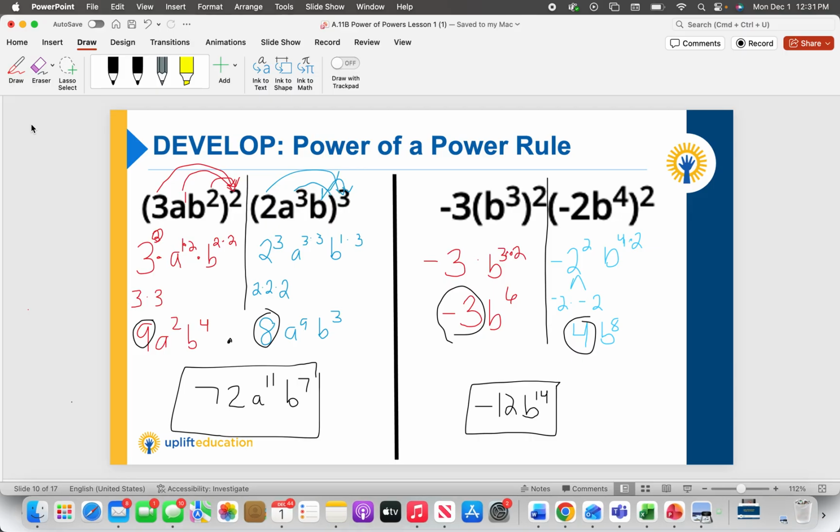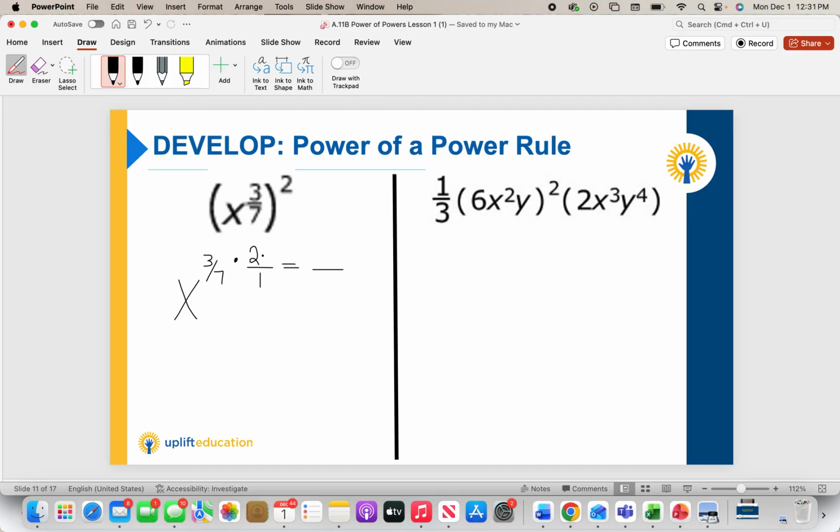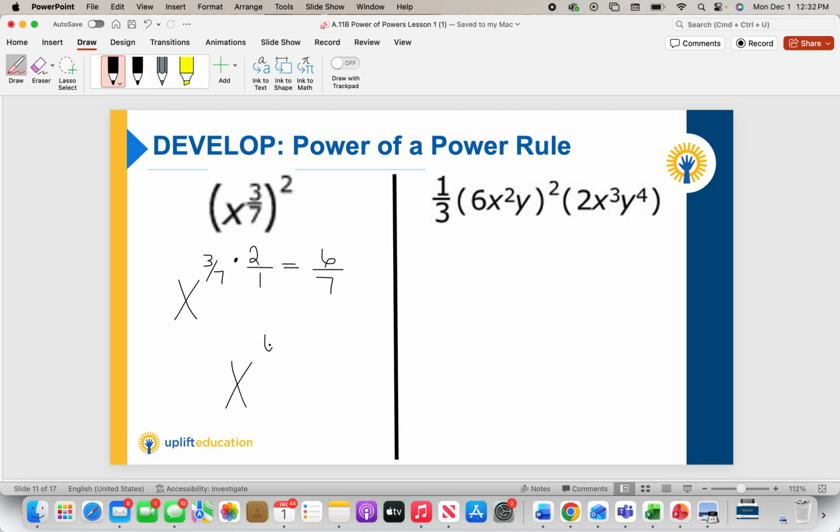Let's look at two more. Okay, so this is actually easier than it looks. We have x to the 3/7, and according to our rule, we have to multiply this by 2. Just like in elementary, we're going to multiply straight across, where our numerator would be 3 times 2, and that'll make 6, and 7 times 1, which will make 7. So if I properly rewrite this, it would be x to the power of 6/7.